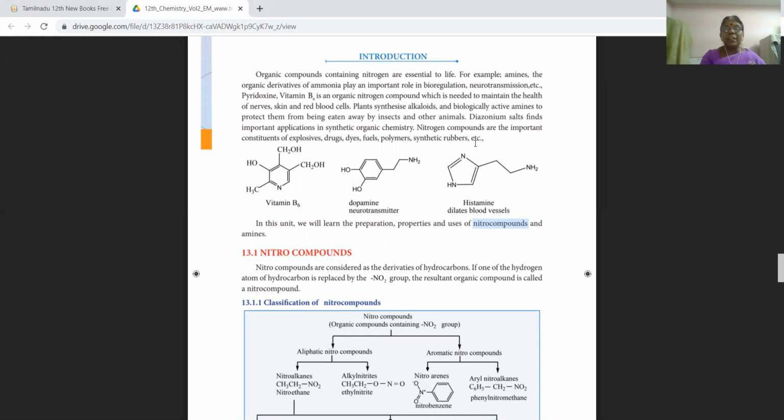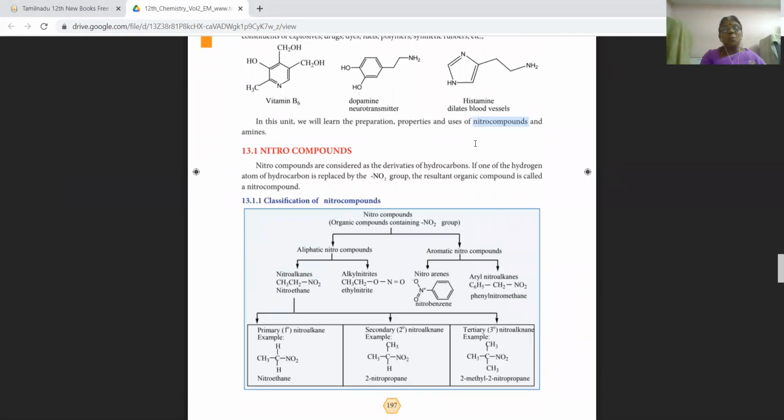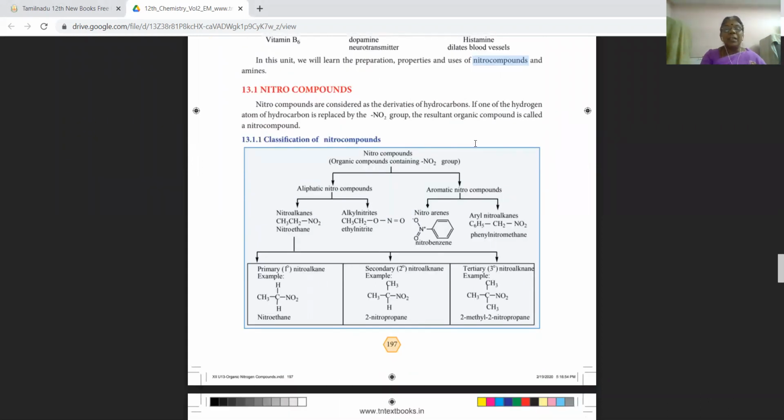And in this unit, we are going to learn the preparation, properties, and uses of the nitro compounds and amines. First, nitro compounds. Nitro compounds are considered as the derivatives of hydrocarbons. If one of the hydrogen atoms of the hydrocarbon is replaced by the NO2 group, the resultant organic compound is called nitrocarbon. And classification. The nitro compounds are classified into two groups, that is aliphatic nitrocarbons and aromatic nitrocarbons.